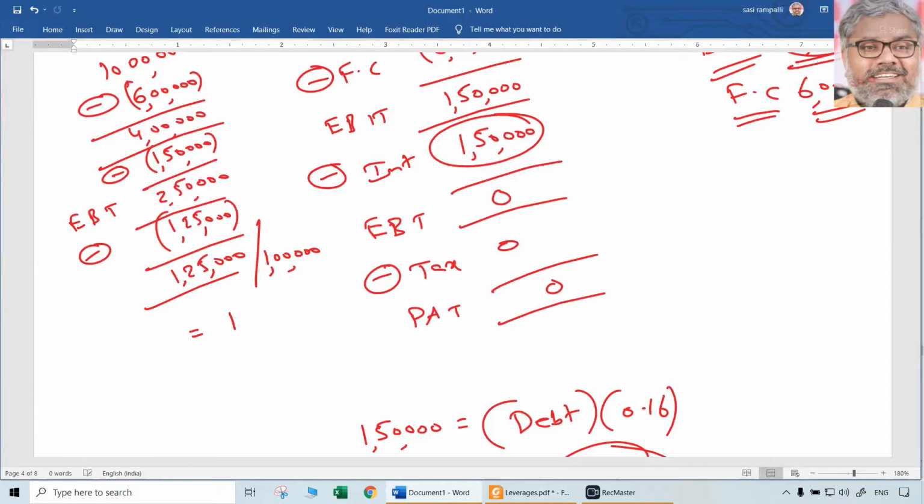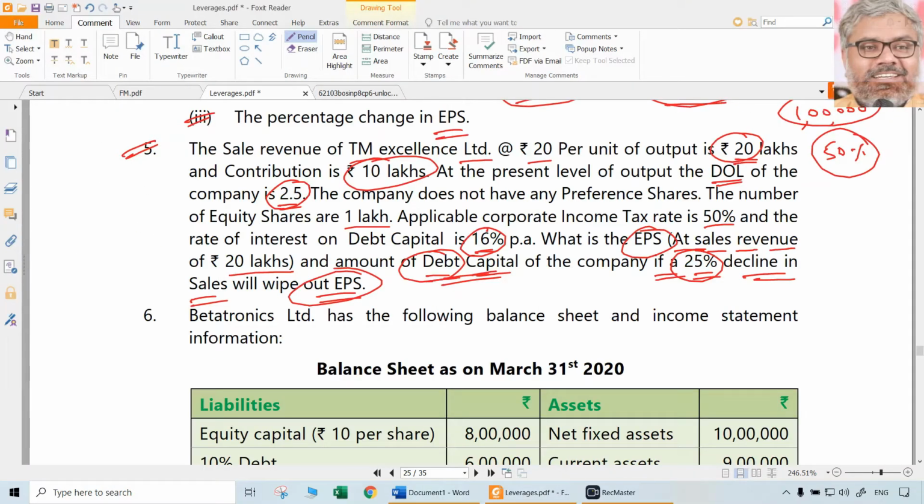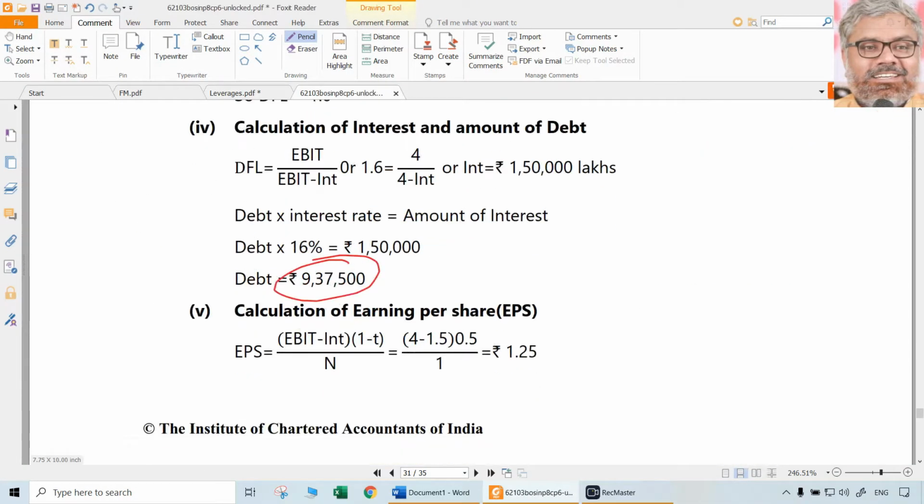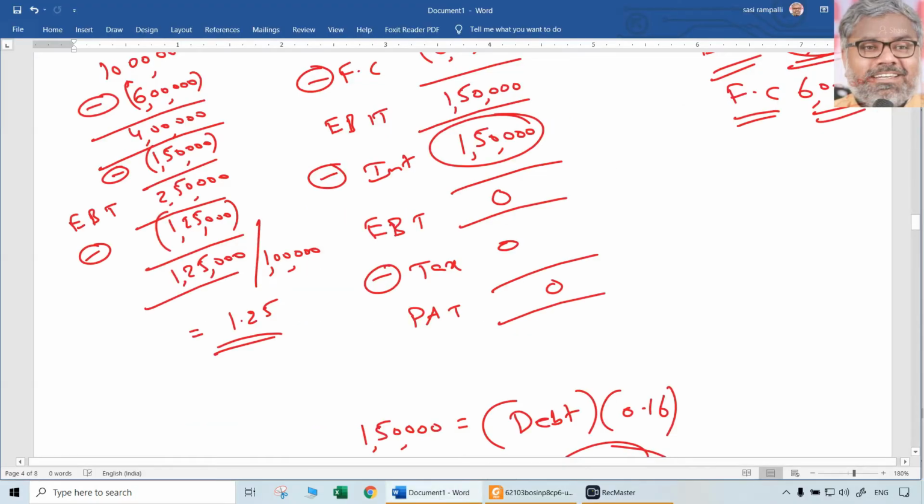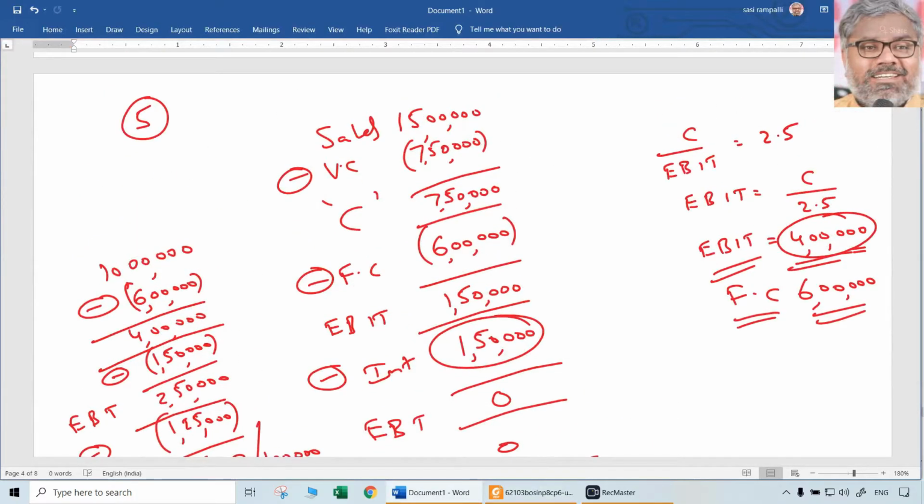So the EPS currently would have been 1.25 per share. That is the answer. So these can be done with formula also directly, no problem. Or we can simply do it like a statement also.